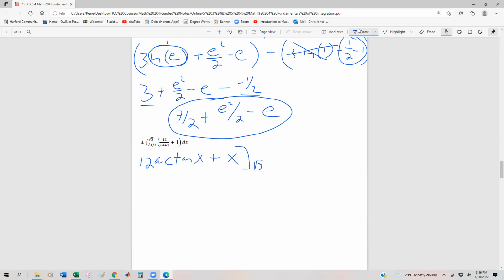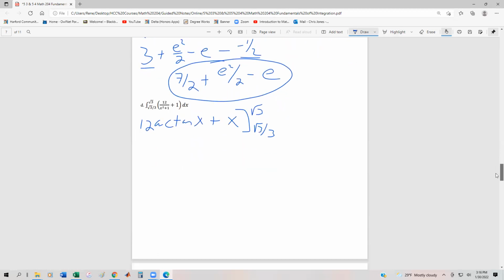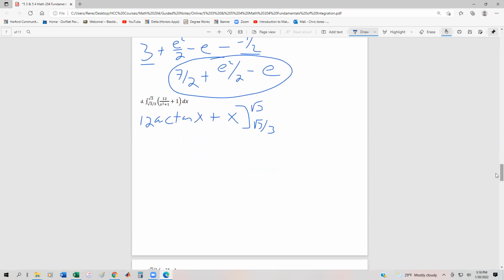Now we have this root 3 over 3, and we have square root of 3. So we need to evaluate. We're going to substitute root 3, and we're going to substitute root 3 over 3. So we get 12 arctan square root of 3 plus square root of 3. And then minus 12 arctan. Well, that's a horrible arctan. Sorry about that, folks.